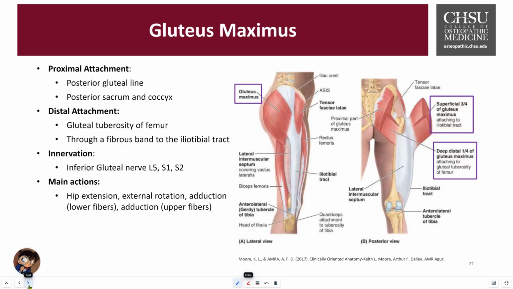So let's take a look at the first muscle of the list. The first muscle is the gluteus maximus. The proximal attachment will be the superior ilium, specifically along the anterior gluteal line. It also comes from the posterior sacrum and the coccyx.